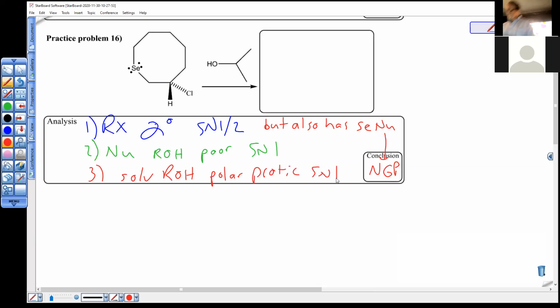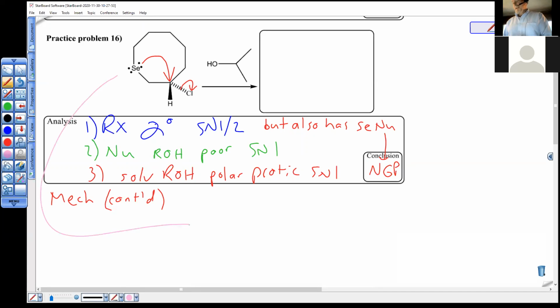But we overrode the SN1 conclusion with NGP. Mechanism, not required, but I'm going to do it. I have trouble myself predicting products from these unless I do the mechanism. So I'd anticipate that many of you would be in a similar situation. I need to see it. So there's my mechanism starting up there.